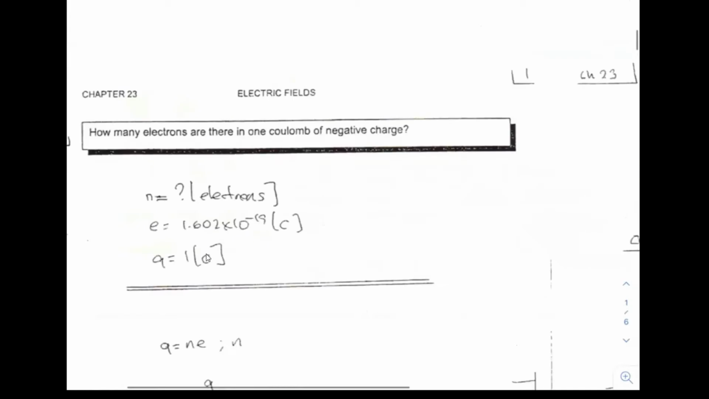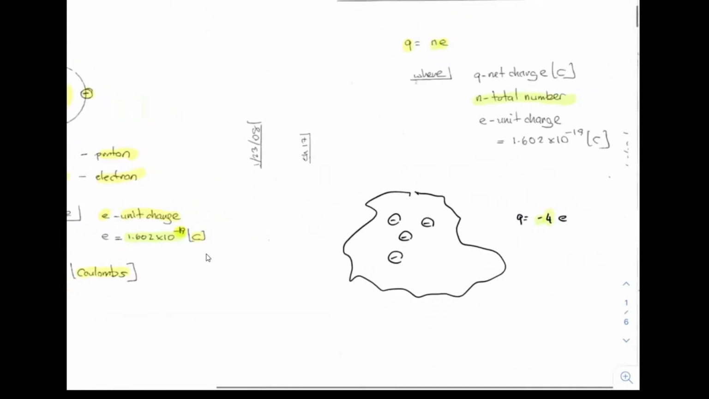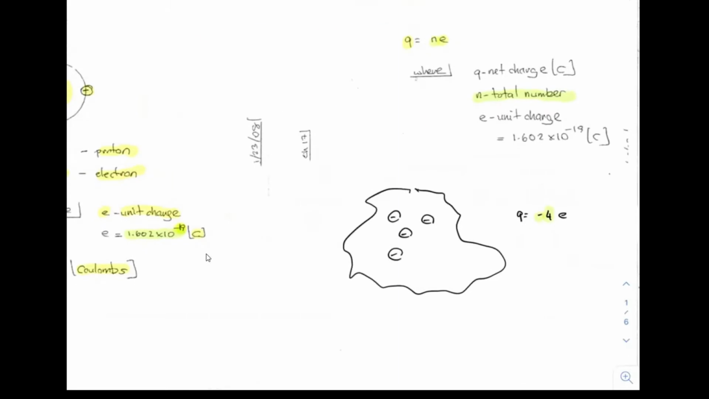Okay, so let's get back to the concept of net charge. What is net charge? Net charge is the sum total of all the charges that we're looking at. So in this case, what is the net charge if I place a positive charge here? Now it's going to be -3, right? What's the net charge right now? It's going to be -2. What is the net charge? It's going to be -1. What's the net charge? It's going to be neutral.